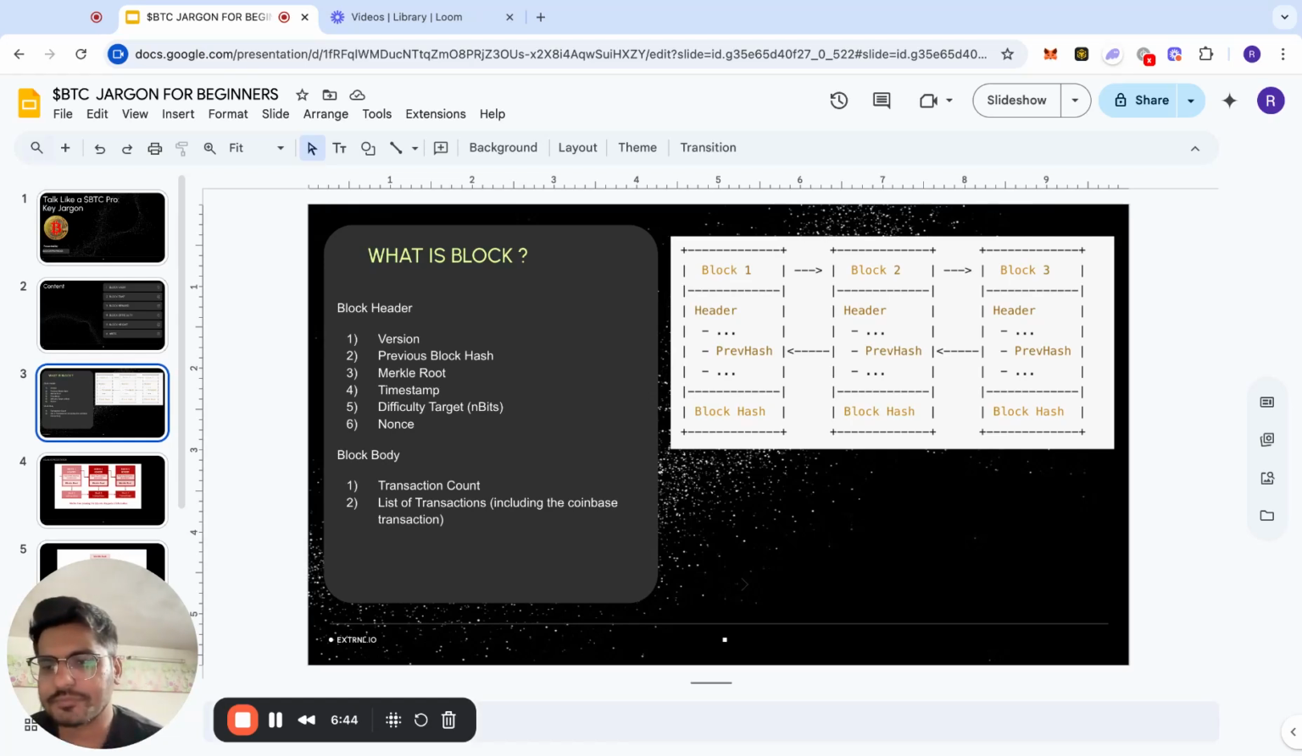A node is nothing but a computer. You can consider it as a computer. That computer has storage. It stores all the data, it stores all the blocks, and it performs certain activities, like it validates a block and then adds it to the chain.